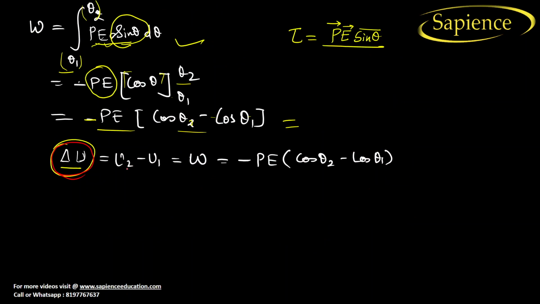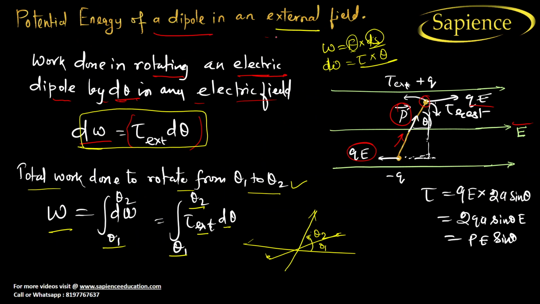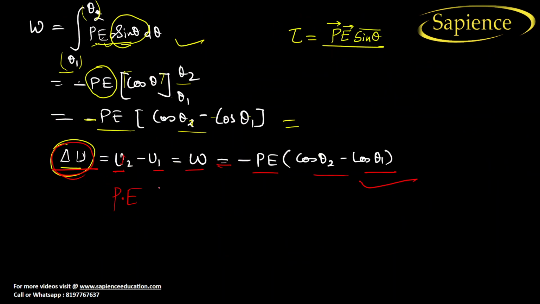So here, the change in potential energy, that is U2 minus U1, is equal to the work done, and this is equal to minus P cos theta 2 plus cos theta 1. Finally, potential energy. What was the topic? Potential energy of a dipole in an external electric field will be equal to P cos theta 2 minus theta 1.